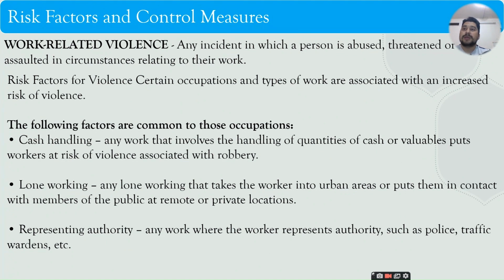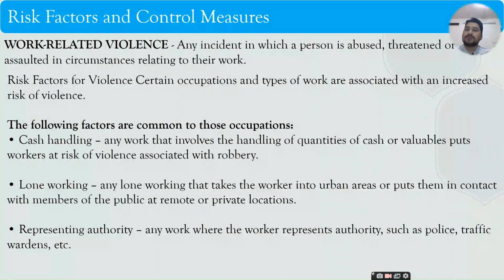The following factors are common to those occupations: cash handling. Any work that involves the handling of quantities of cash or valuables puts workers at risk of violence associated with robbery. So, if you are working in any industry where you are handling cash, whether small or big amounts, you need to be very careful. And the risk should be identified and assessed also.